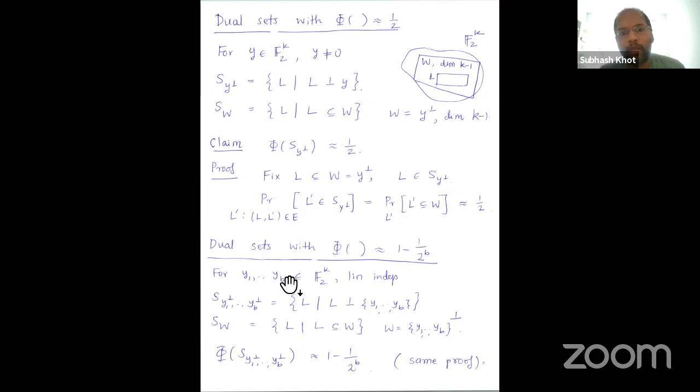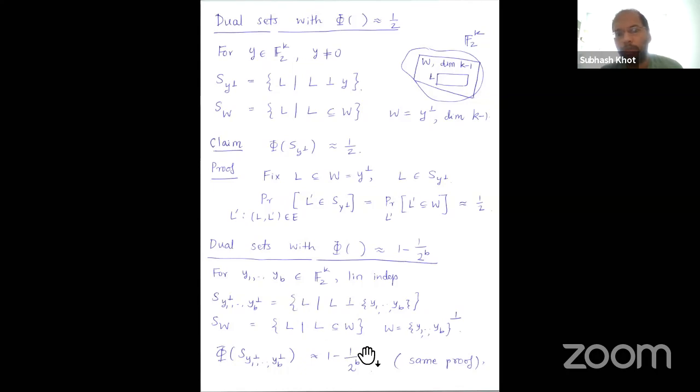You can extend it in a similar manner. You could take b linearly independent vectors y1, y2 up to y sub b, and let S sub y1 perp up to yb perp be all spaces L which are orthogonal to the set y1, y2 up to y sub b. A different notation would be to take a subspace W which is orthogonal to the b vectors y1 through yb, and therefore W will be a subspace of codimension b, or of dimension k minus b. This same set is denoted as S sub W. These are all spaces L which are completely contained inside W. And then what's the expansion of this set? It's 1 minus 1 over 2 to the b.